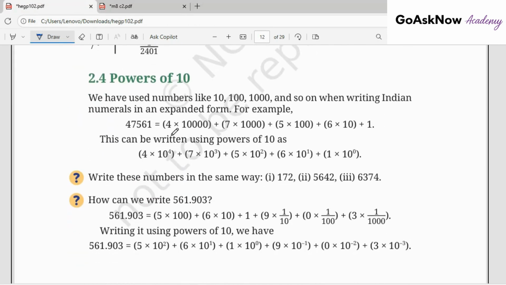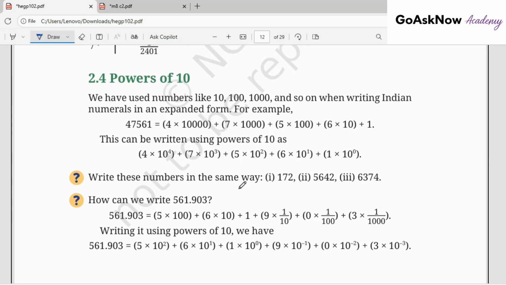Powers of 10. We have used numbers like 10, 100, 1,000 and so on when writing Indian numerals in expanded form. For example, 4 into 10,000 plus 7 into 1,000 plus 5 into 100 plus 6 into 10 plus 1. This can be written using powers as well: 4 into 10 power 4 plus 7 into 10 power 3 plus 5 into 10 power 2 plus 6 into 10 power 1 plus 1 into 10 power 0.